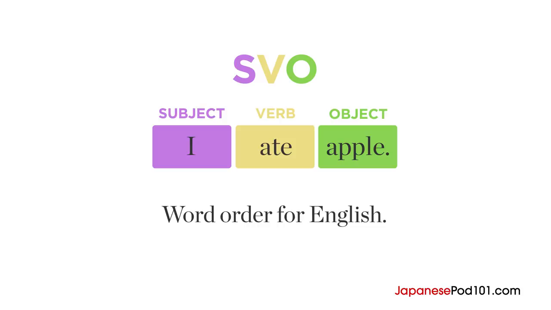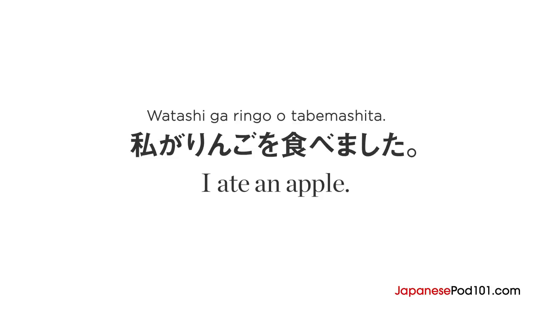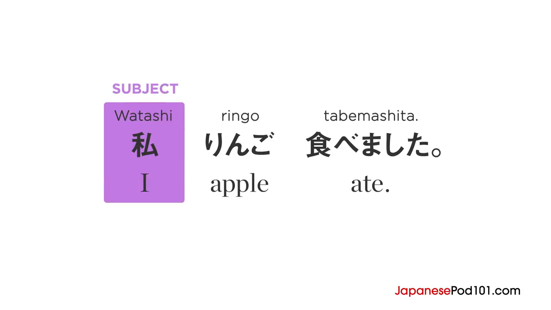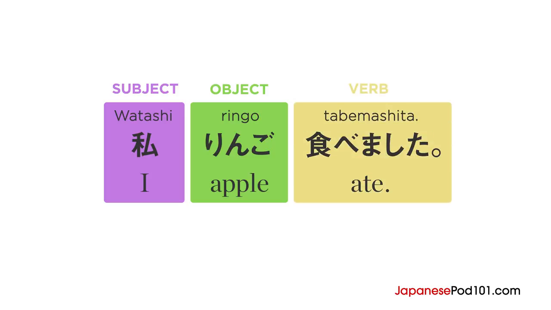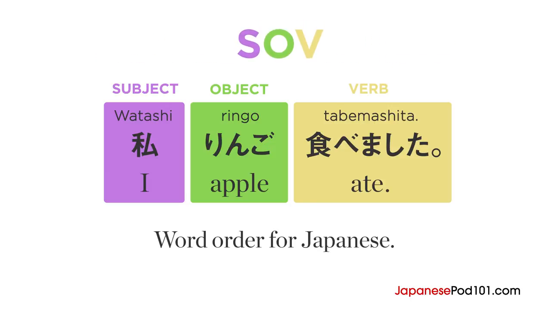Now, let's compare the same sentence, I ate an apple, in Japanese. 私がリンゴを食べました. Like before, let's remove the particles to keep it simple. So we're just left with the words. If we break down the Japanese sentence, we get the subject, 私, meaning I. Then comes the object, リンゴ, meaning apple. And finally, we have the verb, 食べました, meaning ate. The word order for Japanese then is subject, object, verb, or SOV for short.